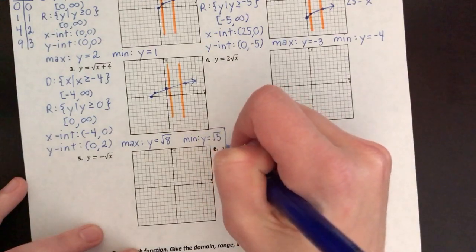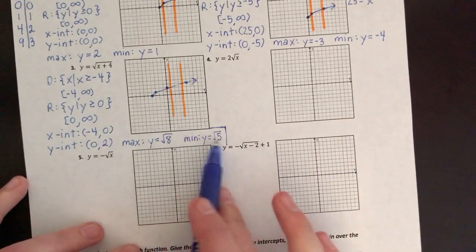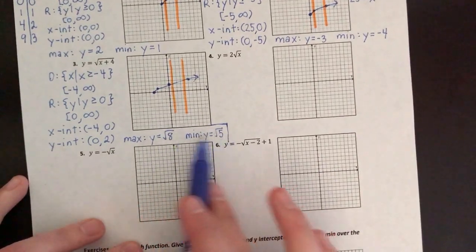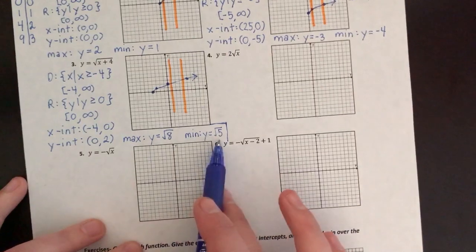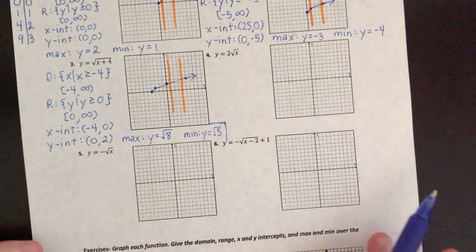Now you have to be aware of who your audience is. Some audiences will be okay with you leaving the answer like this. Some will want you to convert it to a decimal. For now, I'm okay with this, unless I ask otherwise.